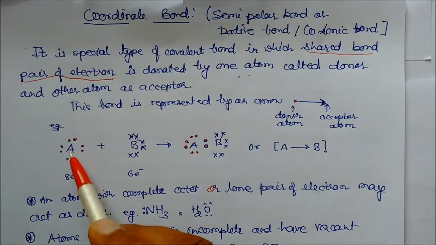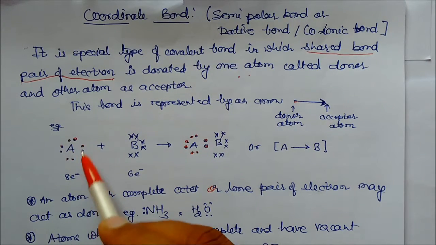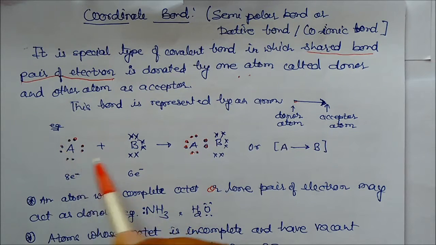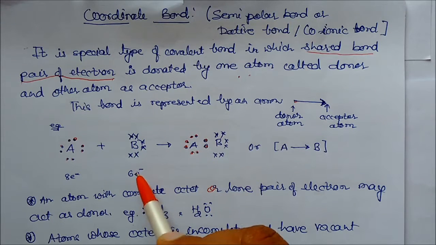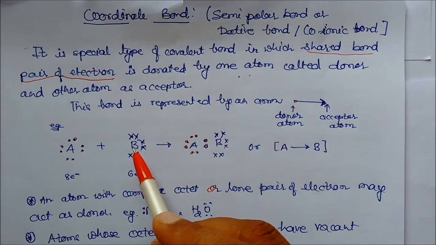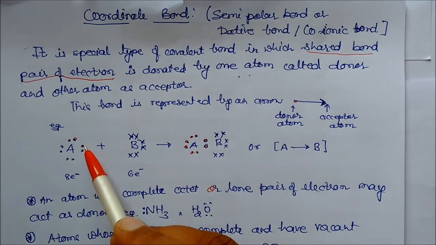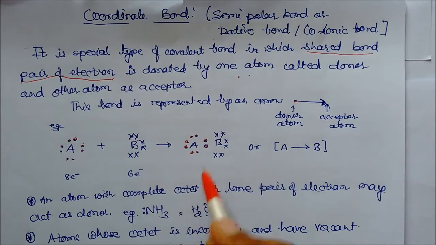This is one atom A, which has full electrons in its valence shell. So here you can see 1 to 8 electrons are there. But in another atom B, which has 6 electrons, to complete the octet it requires 2 more electrons. So what happens? A will donate 2 electrons to B. So here it is donating.